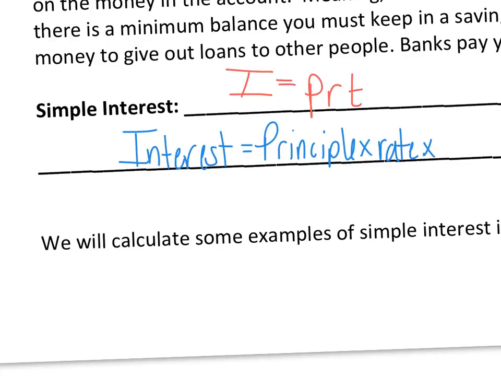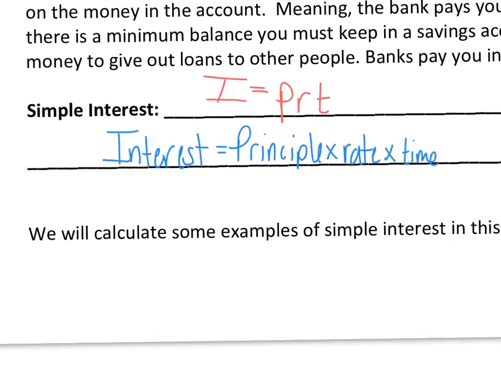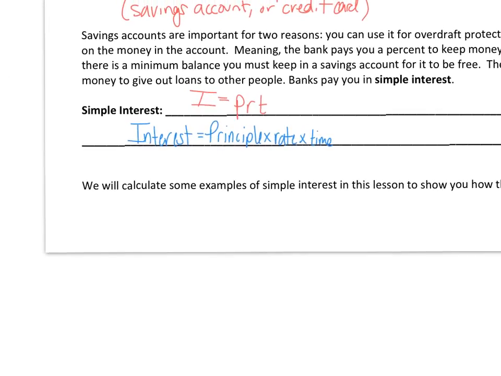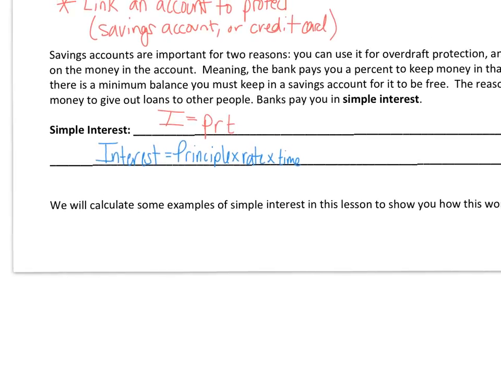And T is time in years. So time is always in years. Whenever you're doing this, you need to make sure that time is measured in years. So we're going to use that formula right there to calculate some simple interest problems. But the first question is dealing with checking accounts.